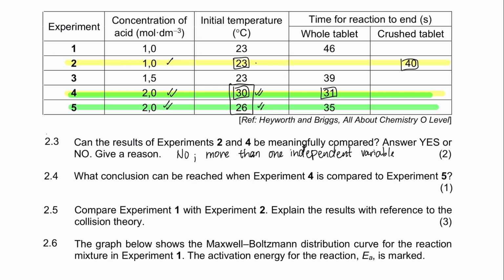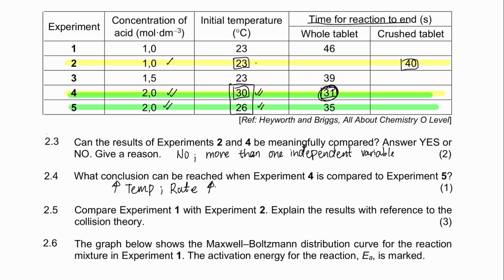Both started at the same concentration. Both had a solid whole tablet. So the initial temperature was changed. 4 had a higher temperature, and you can see that the time for the reaction was lower. So the conclusion is, if you increase the temperature, the rate of the reaction increases. You can see that it has a lower time. A lower time means a faster rate.